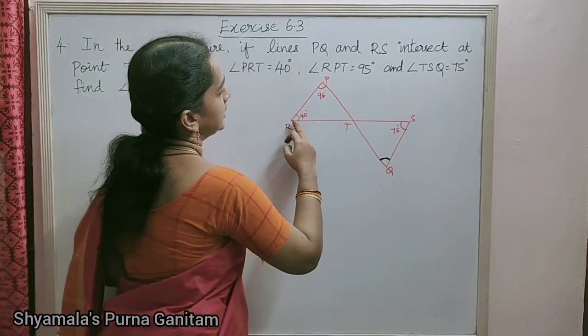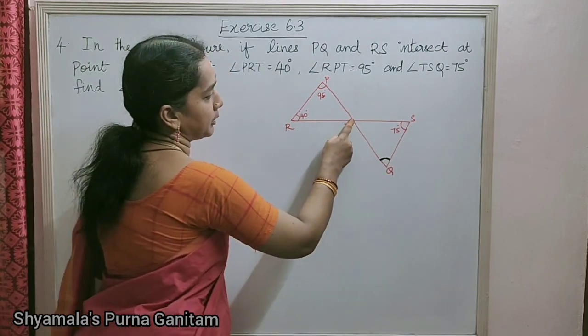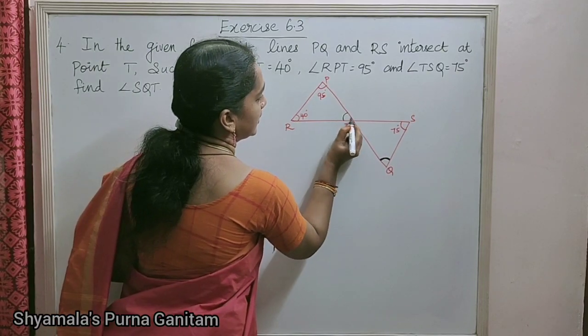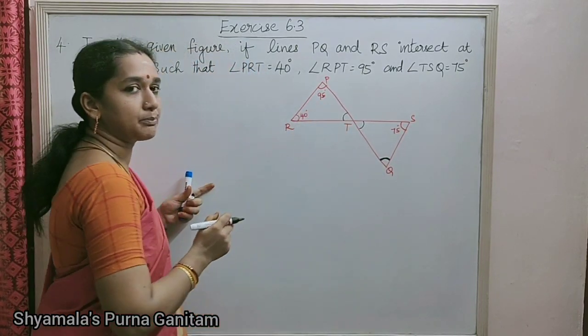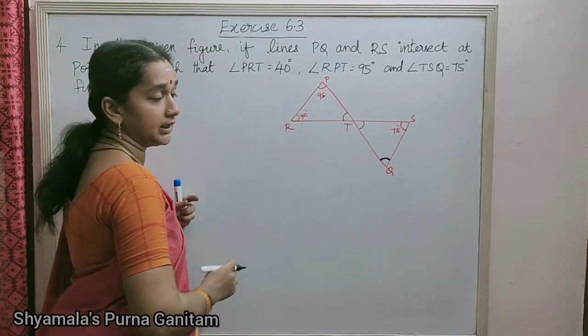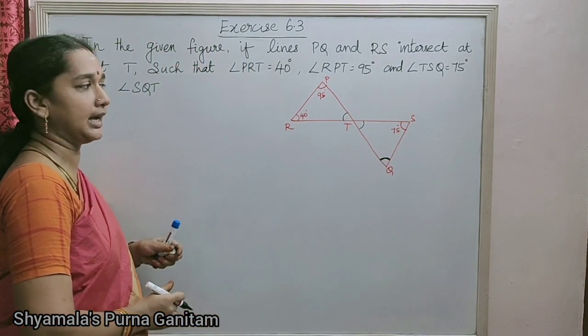Okay, then these two lines intersect at the point T. So we will find the sum of the angles using the angle sum property. We will find this angle. This will be the vertically opposite angle. Then using the angle sum property, we will find the angle of that.